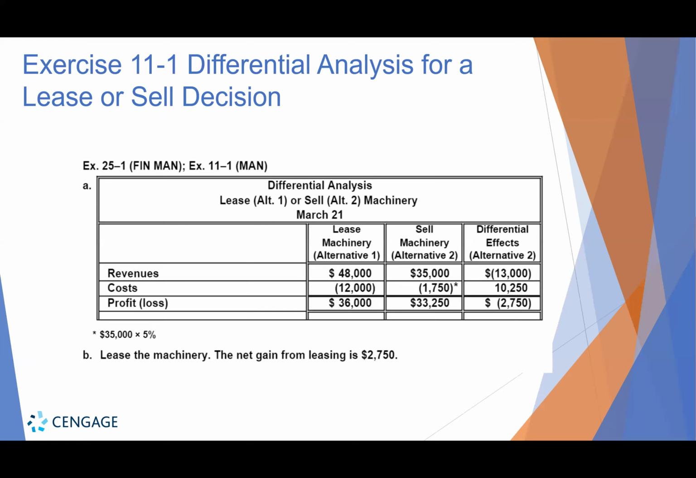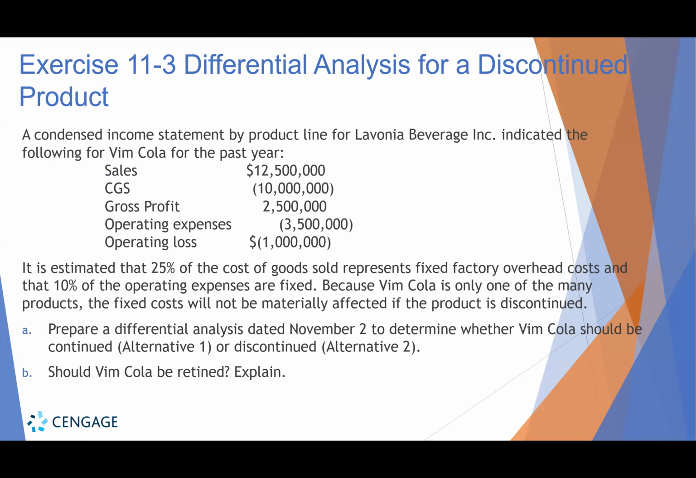How's everyone doing? Is this making sense? I like this chapter because this is where the real meat and potatoes is in making decisions.